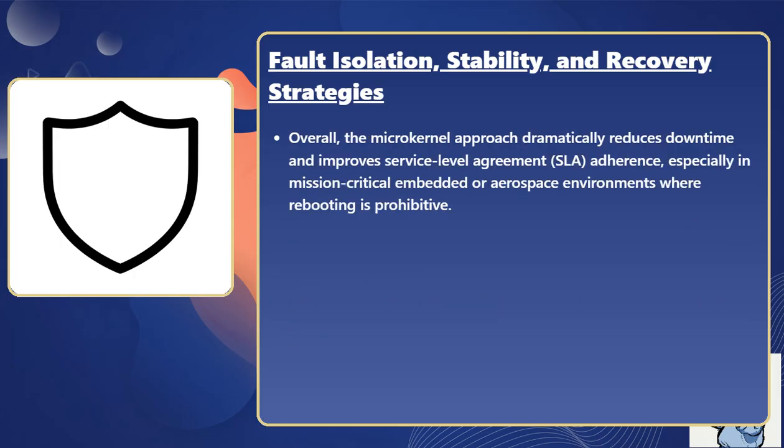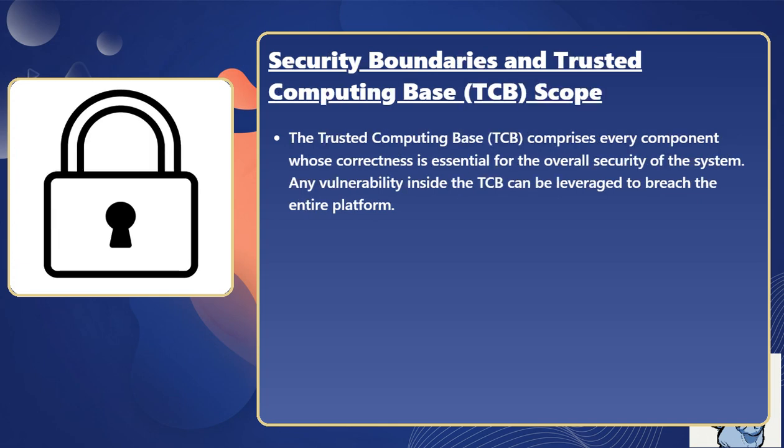Overall, the microkernel approach dramatically reduces downtime and improves service-level agreement adherence, especially in mission-critical embedded or aerospace environments where rebooting is prohibitive. The Trusted Computing Base, abbreviated TCB, comprises every component whose correctness is essential for the overall security of the system. Any vulnerability inside the TCB can be leveraged to breach the entire platform.